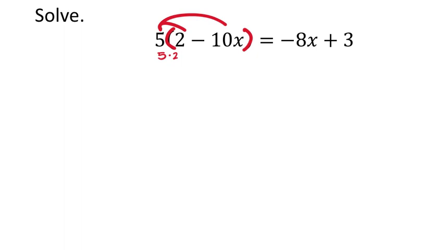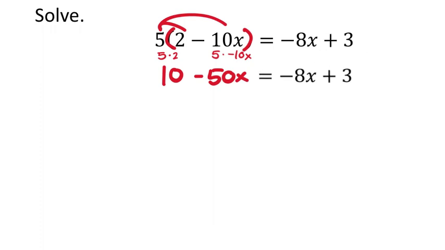Now, distribution is multiplication, so it's going to be 5 times 2, which is 10. And then we look at this second distribution, which is multiplication, as 5 times, it's going to be negative 10x. So 5 groups of negative 10x's would result in negative 50x's. And we see that there's no distribution on the right side of the equal sign, so we just drop this down. So this is our new equation. It doesn't really change the overall value of the equation, it just changes the way that it looks.